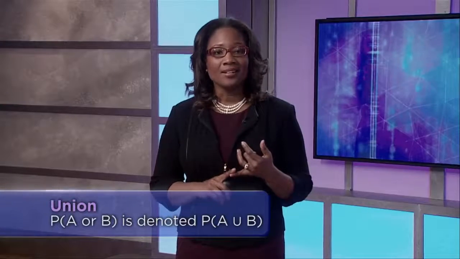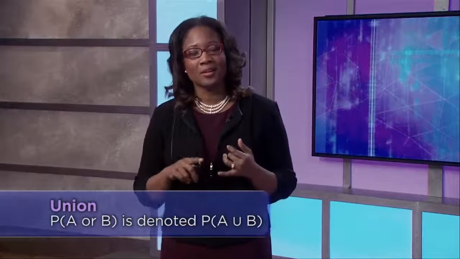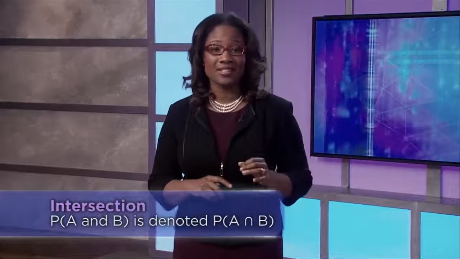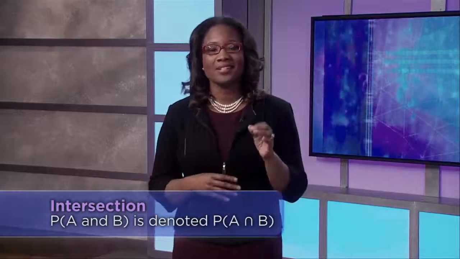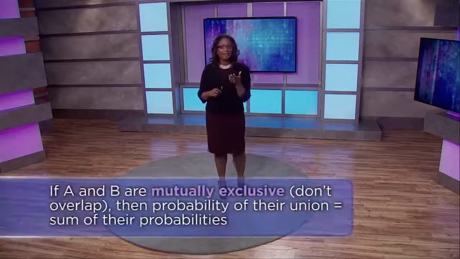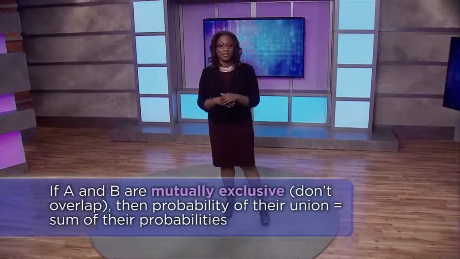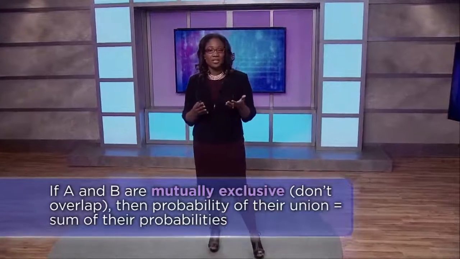Now, the third axiom of probability deals with mutually exclusive events. But first, we need to understand unions and intersections formally. A union, the probability of A or B, is denoted by probability of A union B, or a U sign. Likewise, the intersection is the probability of both A and B, and we denote that as P of A intersect B, or an upside down U. Now, if A and B are mutually exclusive, meaning they don't overlap or they don't intersect with each other, then if we wanted to get the probability of their union, it's just the sum of those probabilities. So P of A union B is equal to P of A plus P of B.